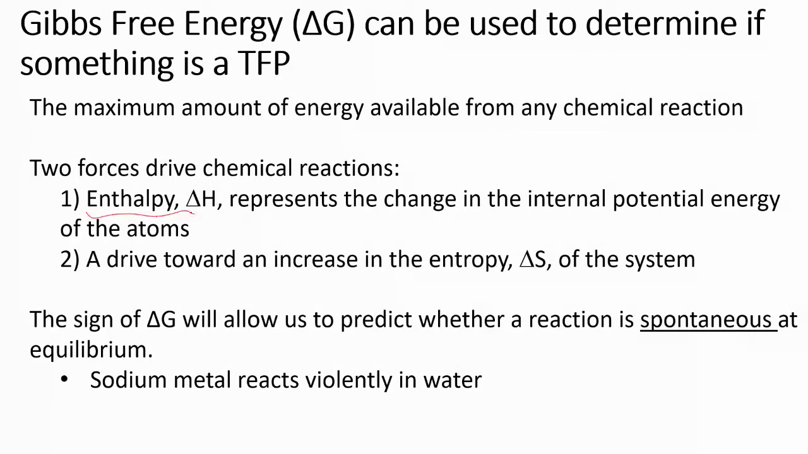The enthalpy, which is our delta H, and that's the change in potential energy between the reactants and the products, or it would be products minus reactants, and the change in entropy, which is our delta S. So the sign for delta G is going to allow us to predict if the overall reaction is spontaneous at equilibrium.